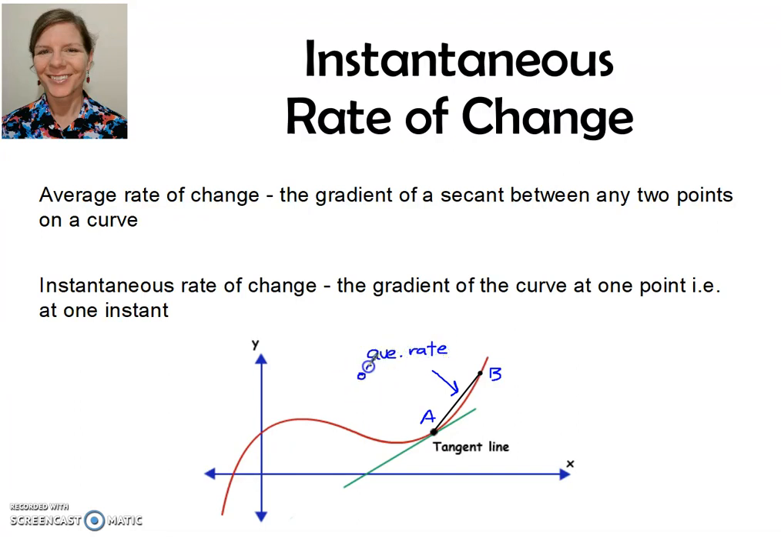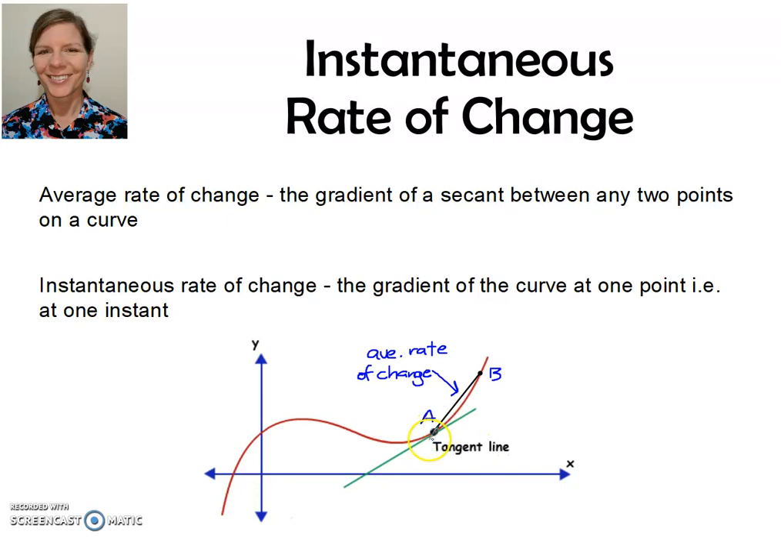But sometimes we want to be more specific than that, we want to be more accurate. We don't want to know what is the average rate of change, we want to know specifically what is the rate of change at that point A. And in order to do that, what we're looking for is the instantaneous rate of change. That's saying, what is the gradient of the function right at that point, right at that instant, when it has a value of A.